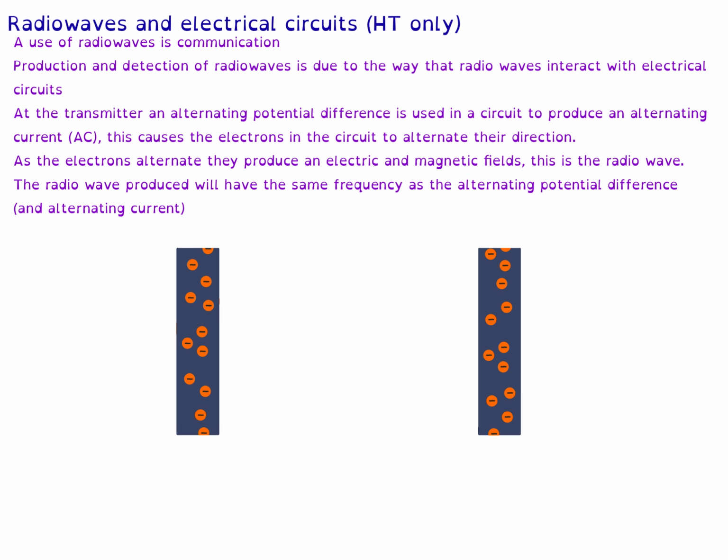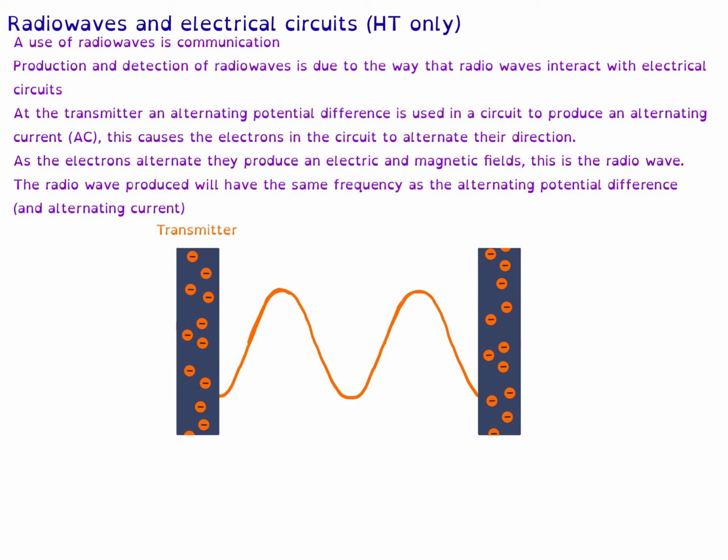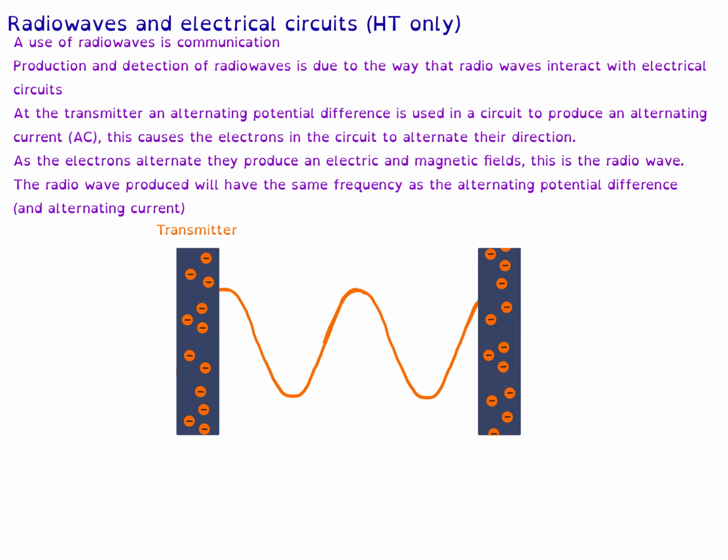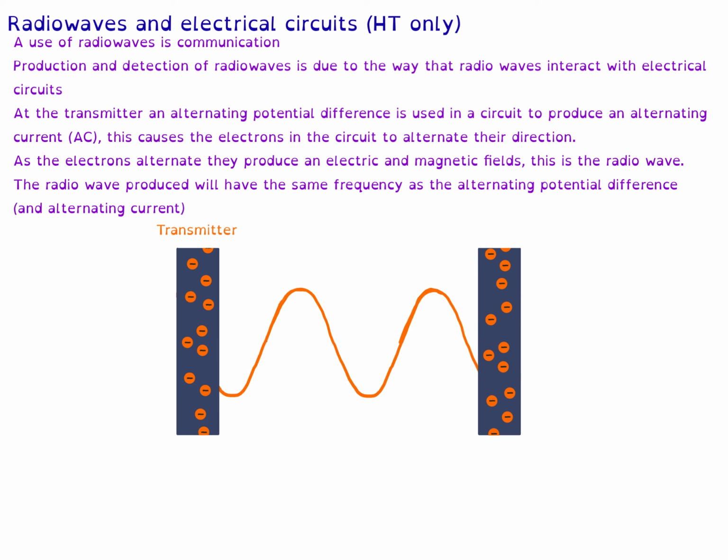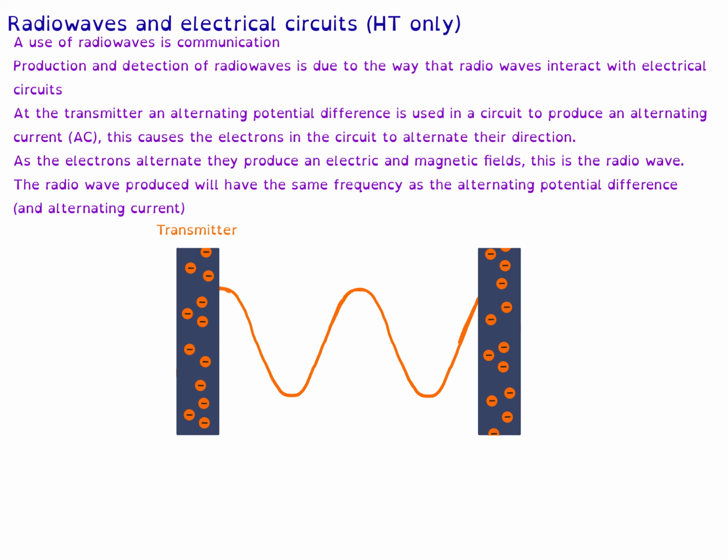A use of radio waves is communication. Production and detection of radio waves is due to the way that radio waves interact with electrical circuits. At the transmitter, an alternating potential difference is used in a circuit to produce an alternating current, AC. This causes the electrons in the circuit to alternate their direction. As the electrons alternate, they produce an electric and magnetic field. This is the radio wave. The radio wave produced will have the same frequency as the alternating potential difference and alternating current.